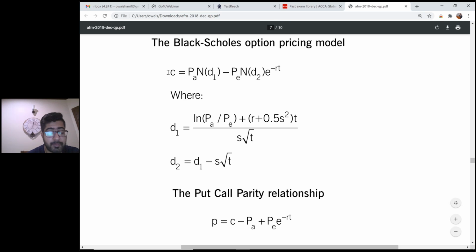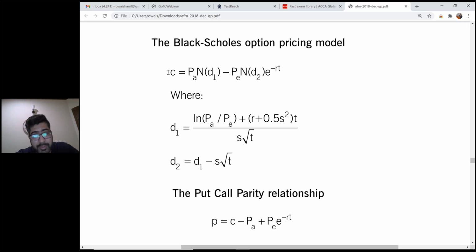These formulas will be given in the real exam, and the formula sheet will be provided to you. If the option is a call option, BSOP finds the value as follows: C equals PA N(d1) minus PE N(d2) e to the power minus RT. How does BSOP compute the value of a put option? Put option P equals C, the call option value, minus PA plus PE e to the power minus RT.